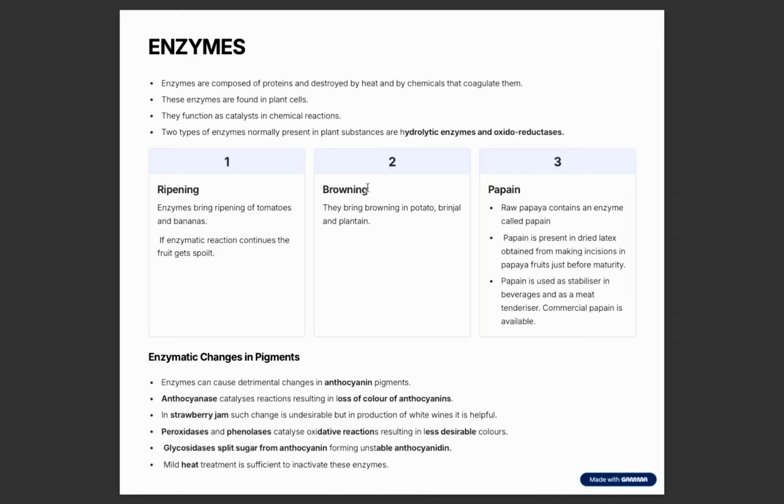ഓക്കെ, and this papain is used as a stabilizer in beverages and meat tenderizer also, and commercial papain ഒക്കെ അവൈലബിൾ ആണ്. ഇത് മീറ്റൊക്കെ സോഫ്റ്റ് ആക്കാൻ വേണ്ടിയിട്ട് നമ്മൾ മാരിനേറ്റ് ഒക്കെ ചെയ്യാൻ വേണ്ടിയിട്ട് യൂസ് ചെയ്യാറുണ്ട്. And other changes in pigments also occur.